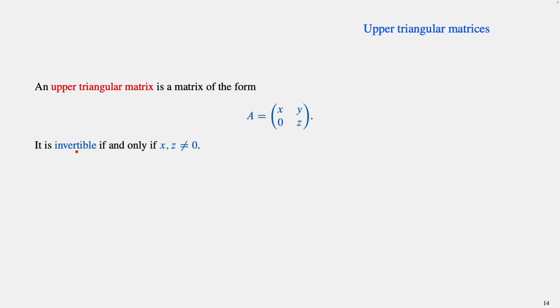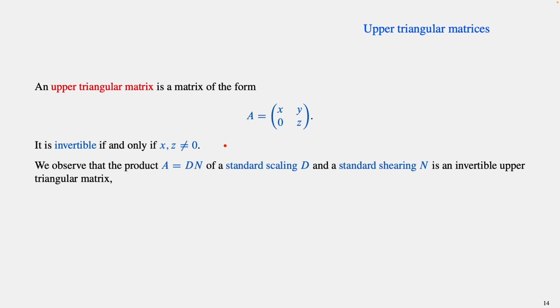Now, an upper triangular matrix of this form is invertible if and only if x and z are different from 0. That's something you can very easily check using what we've learned so far about invertible matrices and how to determine if a matrix is invertible. And we observe also that the product of a standard scaling, so a diagonal matrix D, and a standard shearing N is an invertible upper triangular matrix.